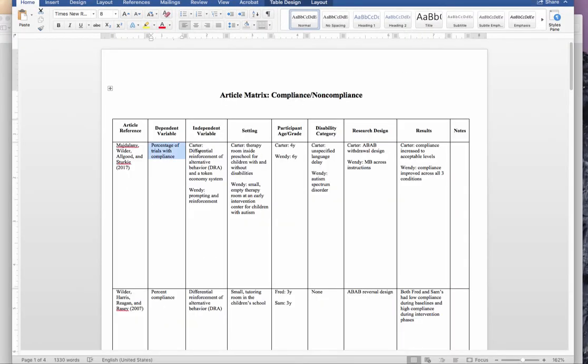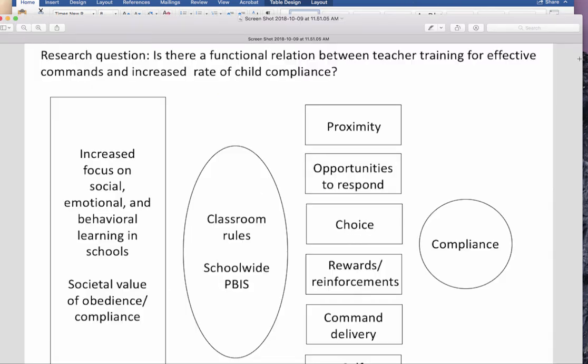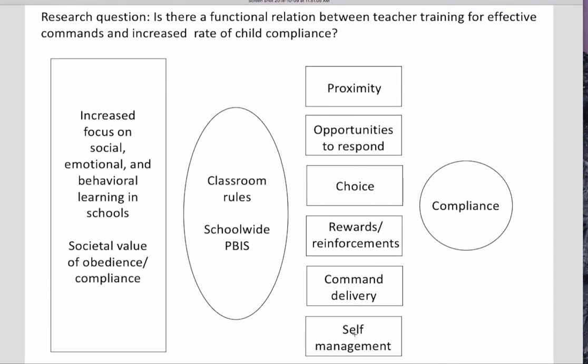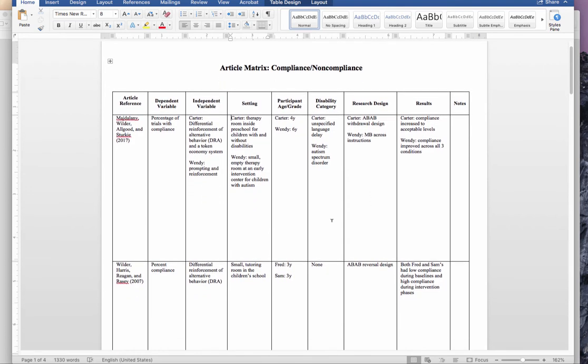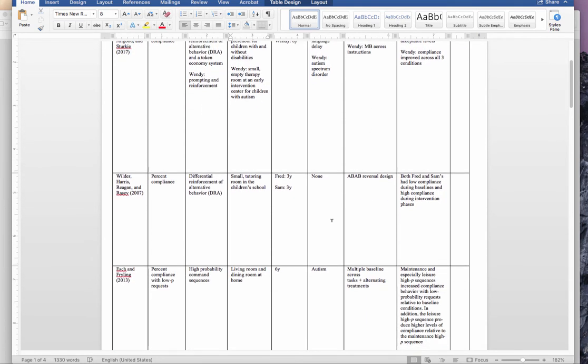All right, so here we have the different independent variables. So these independent variables are probably going to include all of these. Okay, because that's where she came up with these based on the studies that she read. All right, and then for each study, there's the setting, the participant age and or grade, the disability category, the research design, and the results. So here she has a completed article matrix. So now all of the literature has been organized into a table.